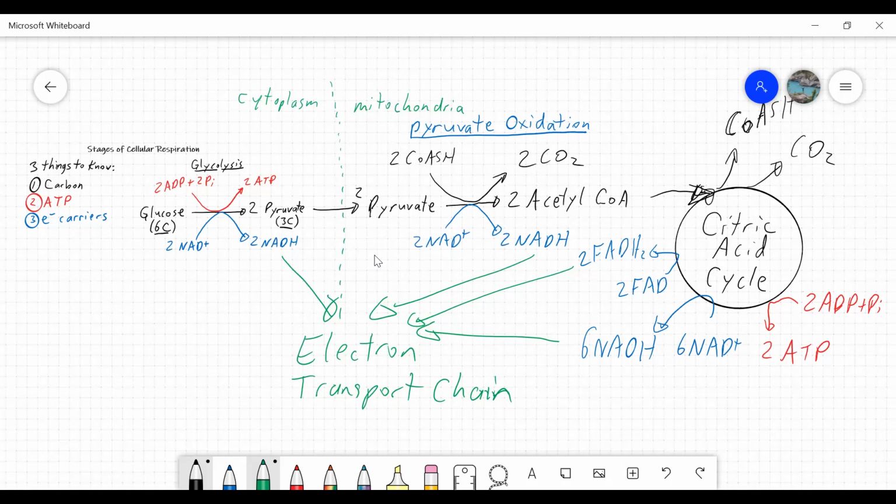What is going on with glycolysis? Well, glycolysis is making 2 ATP, 2 pyruvate, and 2 NADH. What's going on with pyruvate oxidation and so on? So we'll talk a little bit more about that next day. We'll talk a little bit more about the next midterm as we get a little bit closer to it.